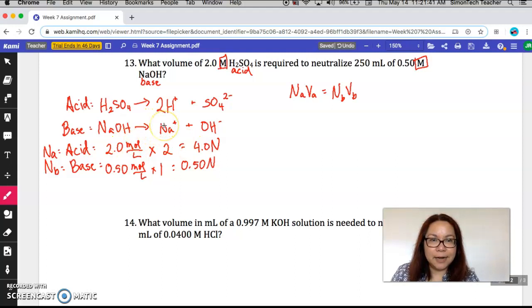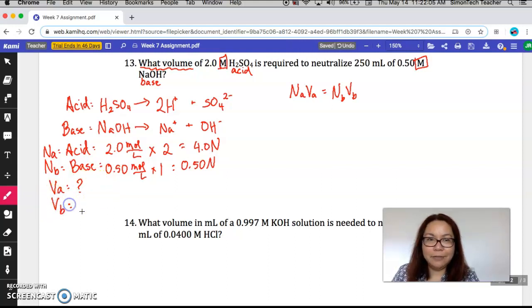Let's see, what else is there? We are looking for the volume of the acid. So that is your unknown. Because remember, whatever starts with "what is," what is the amount, that is your unknown. So we don't know what the volume of the acid is. That is what we are going to find out.